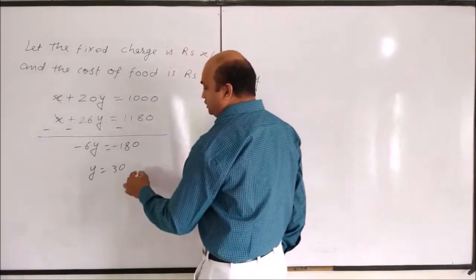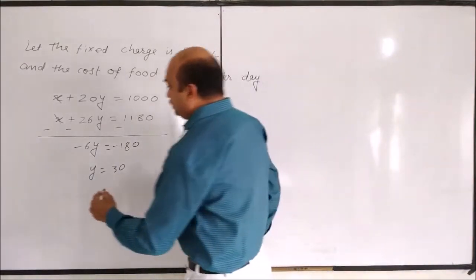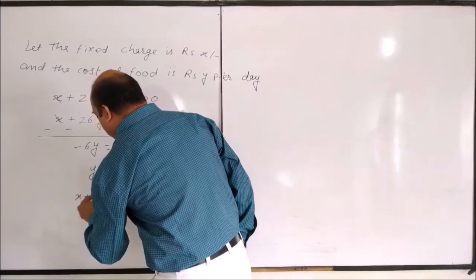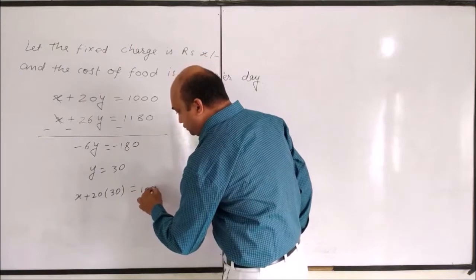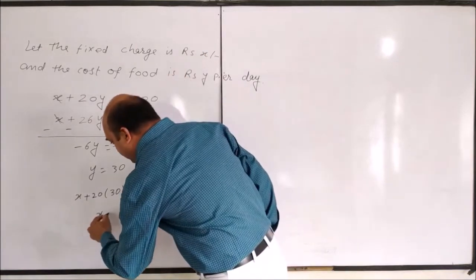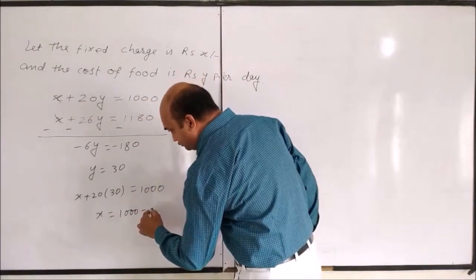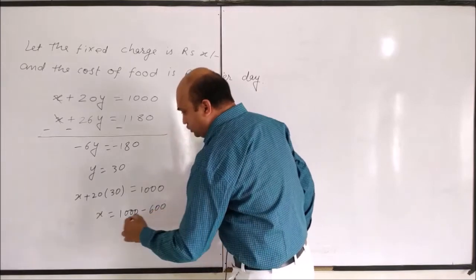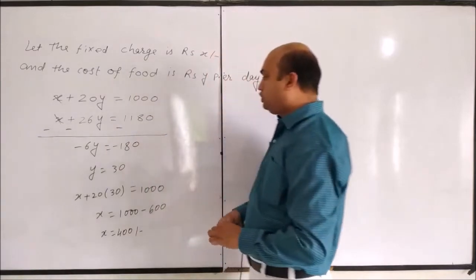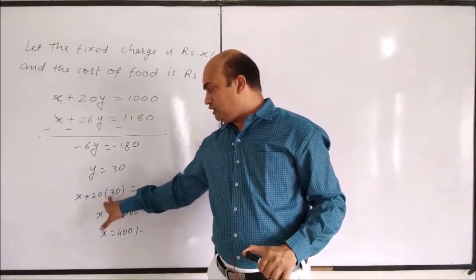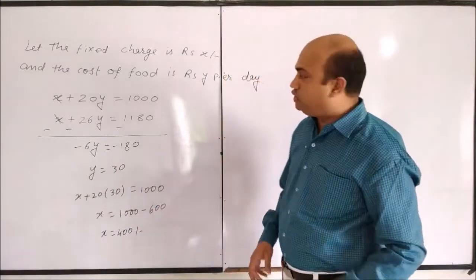So Y we will get 30 rupees. Okay, this value of Y we put in equation number 1. Equation 1 is X plus 20 and Y we will put as 30 is equal to 1000. Then X we will get 1000 minus 600. That will be 400 rupees. You see, this 600 we shift here, minus 600 subtract from 1000, we will get 400 rupees.